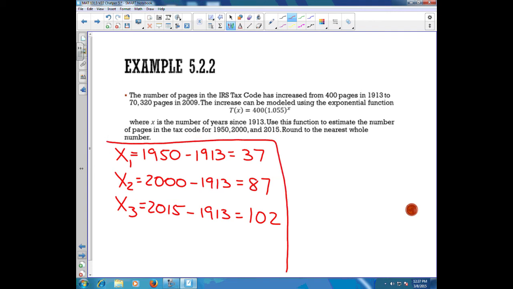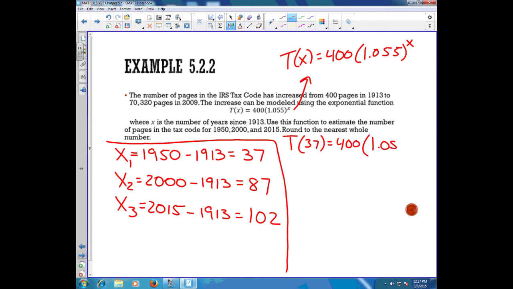So after we've found the x values, we're just going to say t, and our function is t of x equals 400 times 1.055 to the x power. And so t of 37 is going to be 400 times 1.055 to the 37th power. Remember your order of operations, you should always do the exponents first. In your calculator, you would type 1.055 raised to the 37th power, and you're going to get 400 times 7.25, which gives, so in 1950 there were about 2,900 pages.